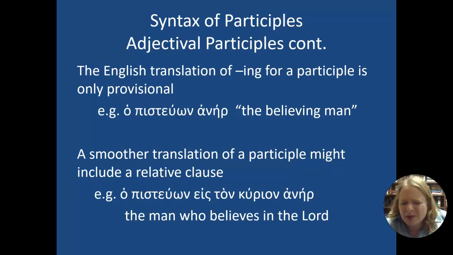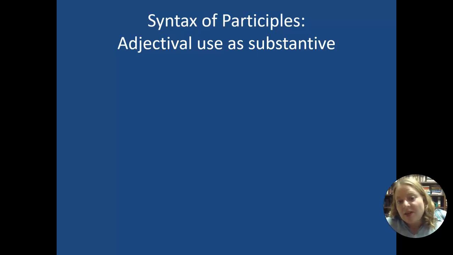You could have the believing man in the Lord, but that doesn't make sense because the one he believes in is the Lord. So now you say the man who believes in the Lord. So sometimes you're going to use the -ing, but sometimes you're going to use who is. This is especially true when you use the adjective as a substantive, when the adjective functions as a noun. We've learned some adjectives that do this all the time, like the blind. There is no noun for blind, though. You just use that adjective.